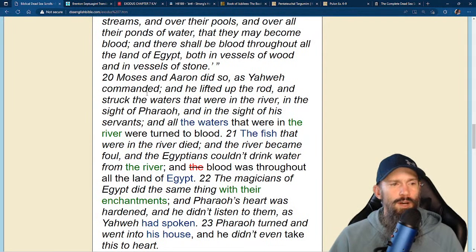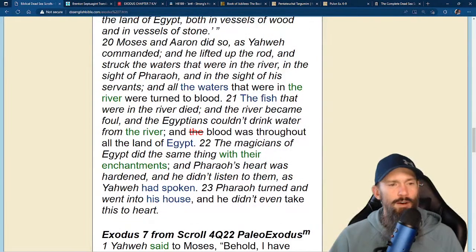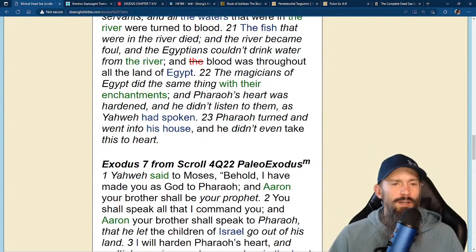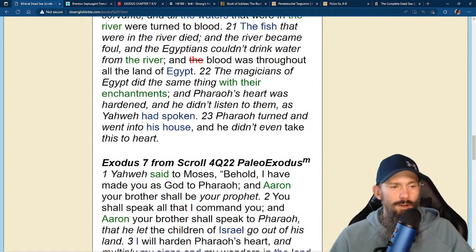He lifted up the rod and struck the waters that were in the river, in the sight of Pharaoh and in the sight of his servants, and all the waters that were in the river were turned to blood. The fish that were in the river died, and the river became foul, and the Egyptians couldn't drink water from the river, and blood was throughout all the land of Egypt. The magicians of Egypt did the same thing with their enchantments, and Pharaoh's heart was hardened, and he didn't listen to them as Yahuwah had spoken. Pharaoh turned and went into his house, and he didn't even take this to heart.